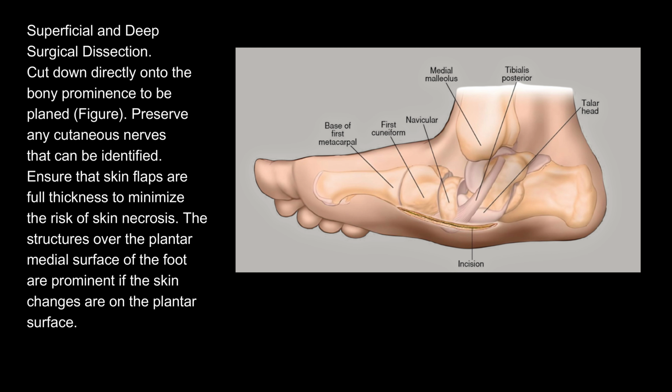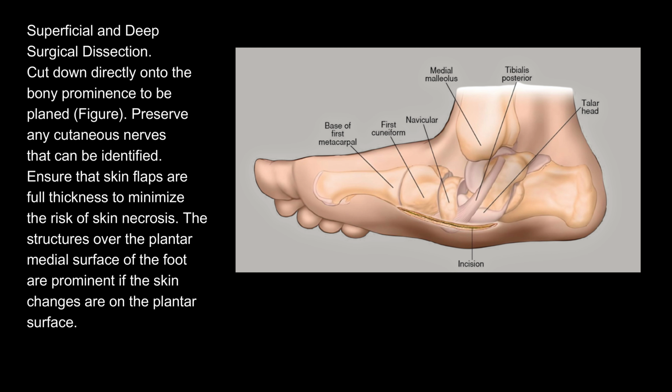Superficial and deep surgical dissection. Cut down directly onto the bony prominence to be planed. Preserve any cutaneous nerves that can be identified. Ensure that skin flaps are full thickness to minimize the risk of skin necrosis.